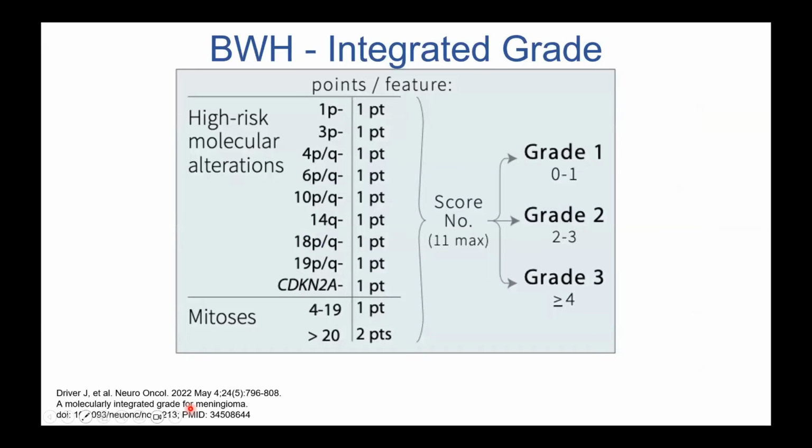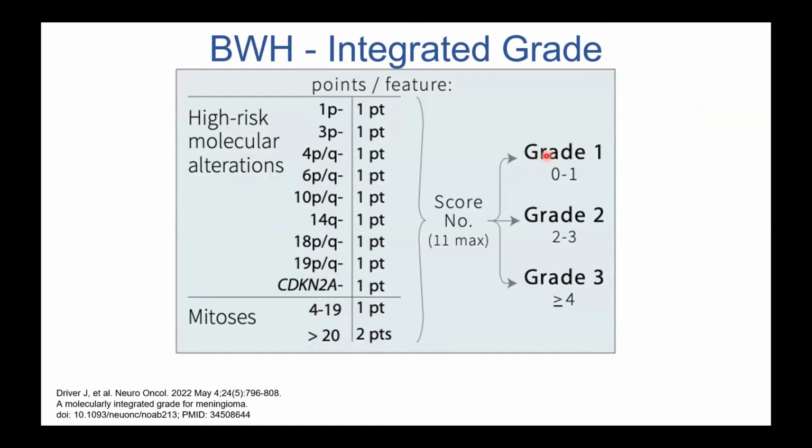We've developed what we call an integrated grade, where we give 1 point for the presence of each of these chromosomal abnormalities, also 1 point for the presence of mitoses, and 2 points for the presence of over 20 mitoses. So 4 to 19 gets 1 point, over 20 gets 2 points. We then add these up and provide what we call an integrated grade.